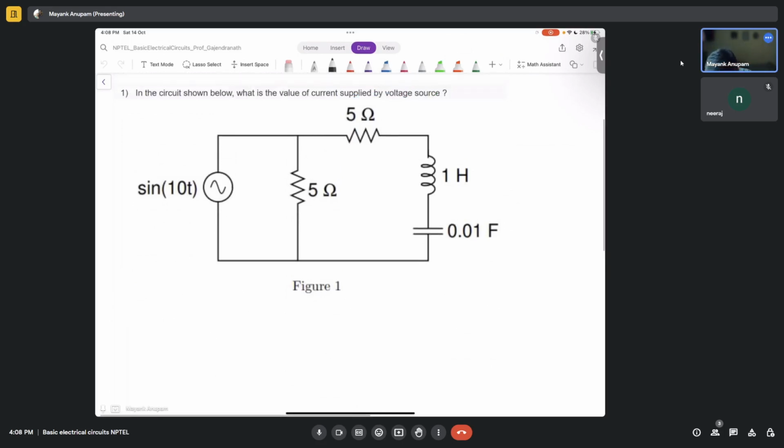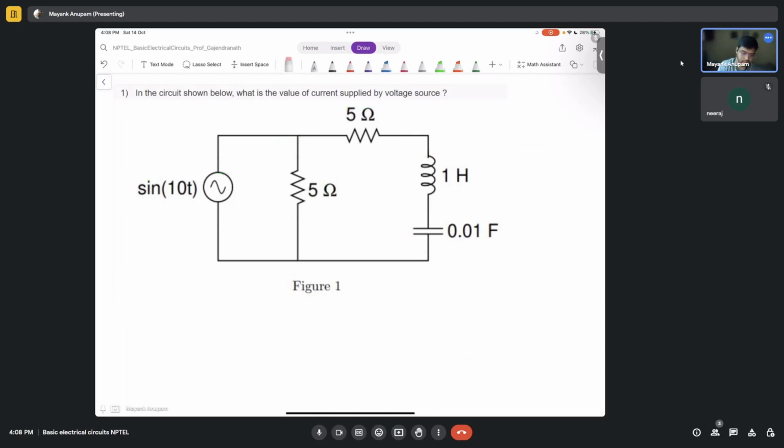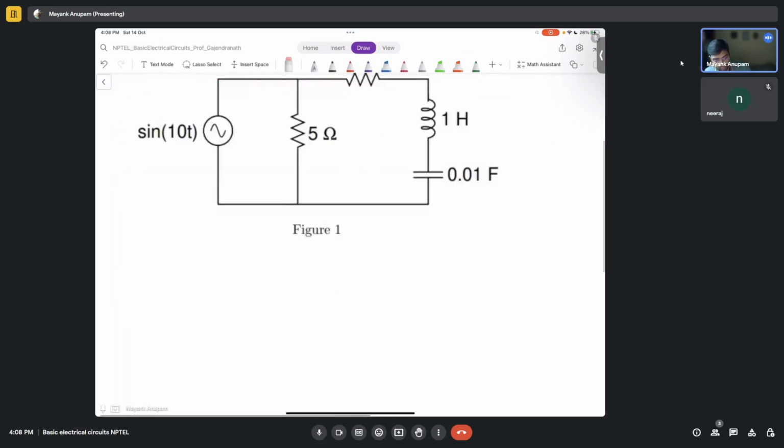The first question is: in the circuit shown below, what is the value of the current supplied by the voltage source? This is the voltage source, and in the circuit there is a resistor, an inductor, and a capacitor also. It's a second order circuit, a complicated circuit. We need to find the current supplied by the voltage source as a function of time.